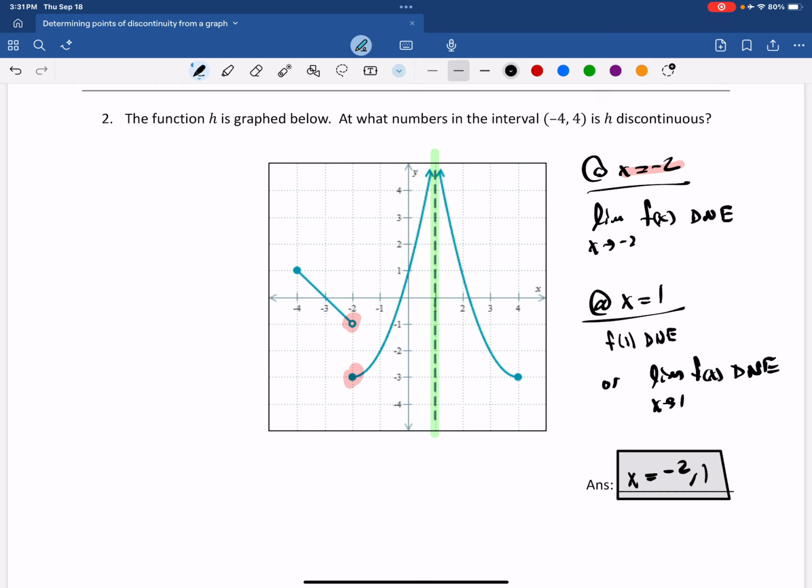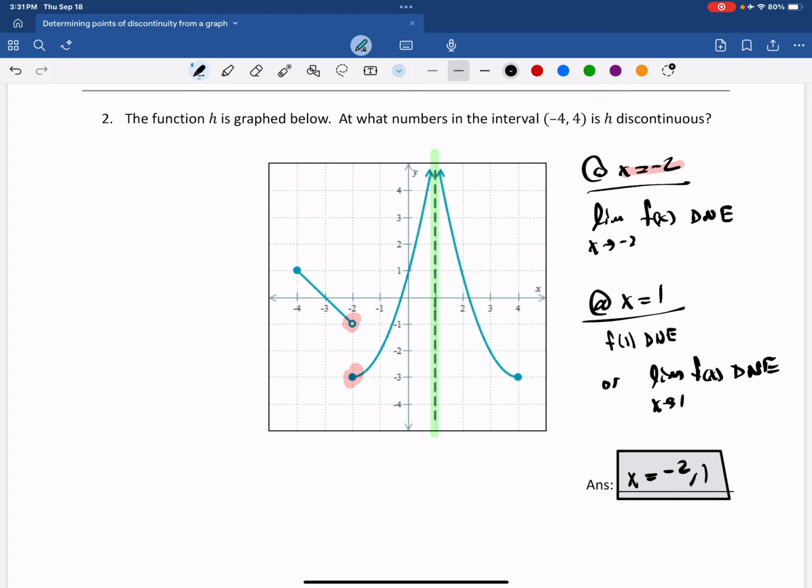Okay? It doesn't matter which one of these two things you cited. You could say the function doesn't exist at the point, or you could say that the limit doesn't exist at the point because it goes up to infinity. Either one of these would have been justification. You did not need to put both of them. Either one of them would have worked for justification.